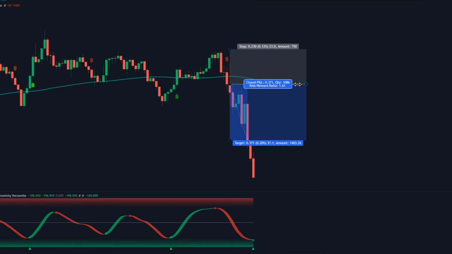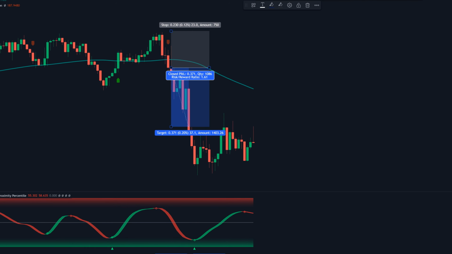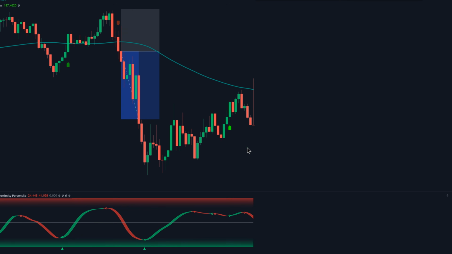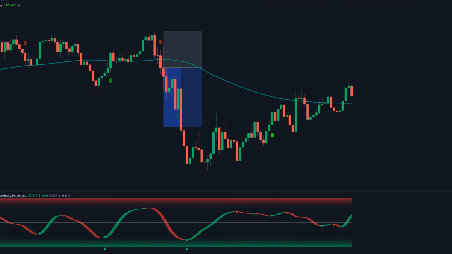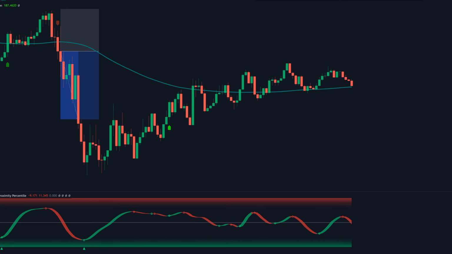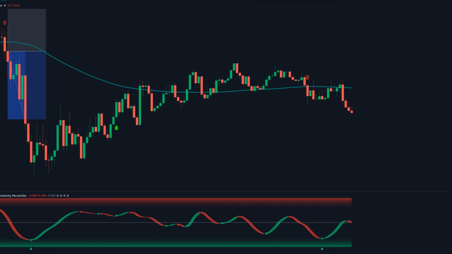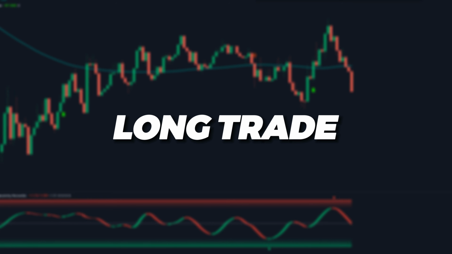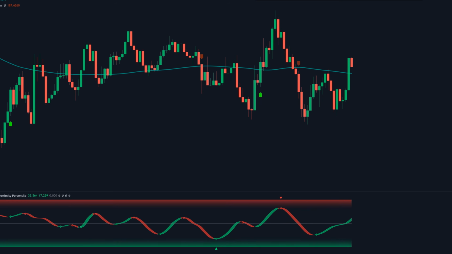Now, similar to the AI Trend Navigator, the Lorentzian classification aims to predict the direction of future price movements using a novel implementation of an algorithm called Approximate Nearest Neighbors, or ANN. Now, to take a long trade using these three indicators combined, these are the conditions.